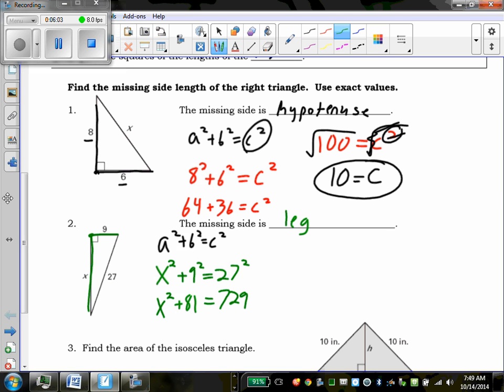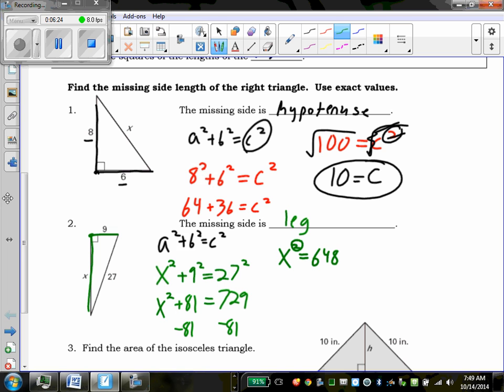So we need to get x by itself. How do we do that? Well, we have 81 added to x, so we need to get rid of the plus 81 by using minus 81. And 729 minus 81 gives us 648. So x squared equals 648.